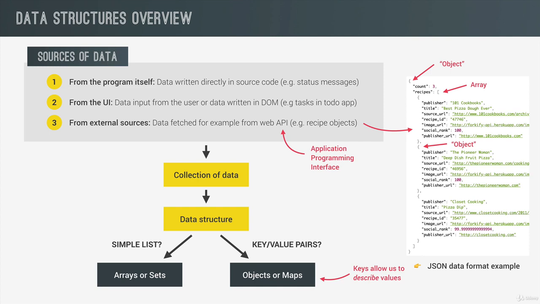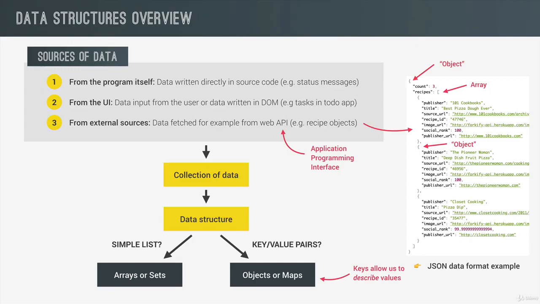So here we have 3 objects that describe recipes. We have the values in green, like the title and the publisher, and it makes complete sense that these values are then described using a key. Otherwise, we would have no idea what the different values actually are, right? So key value pairs are essential here, and that's why this data is stored in an object, not an array.